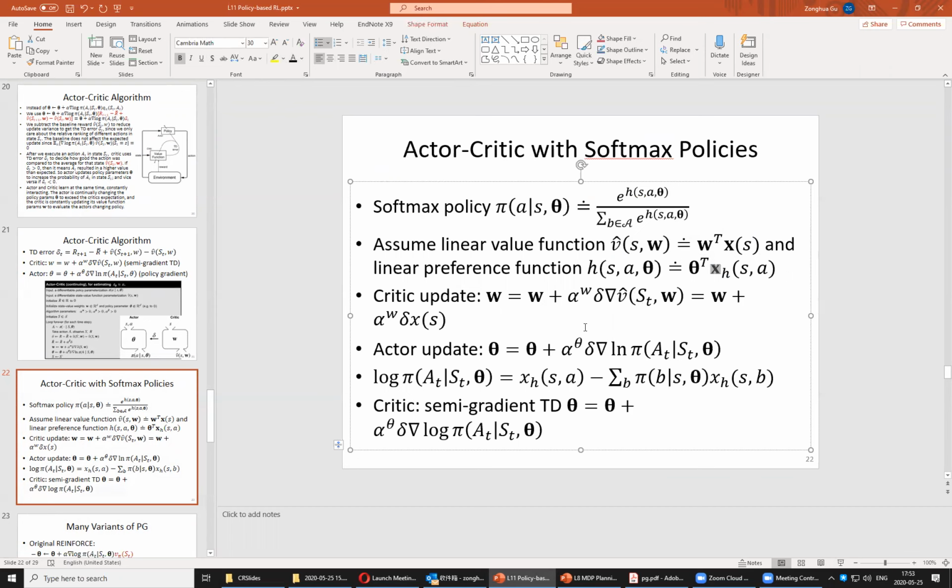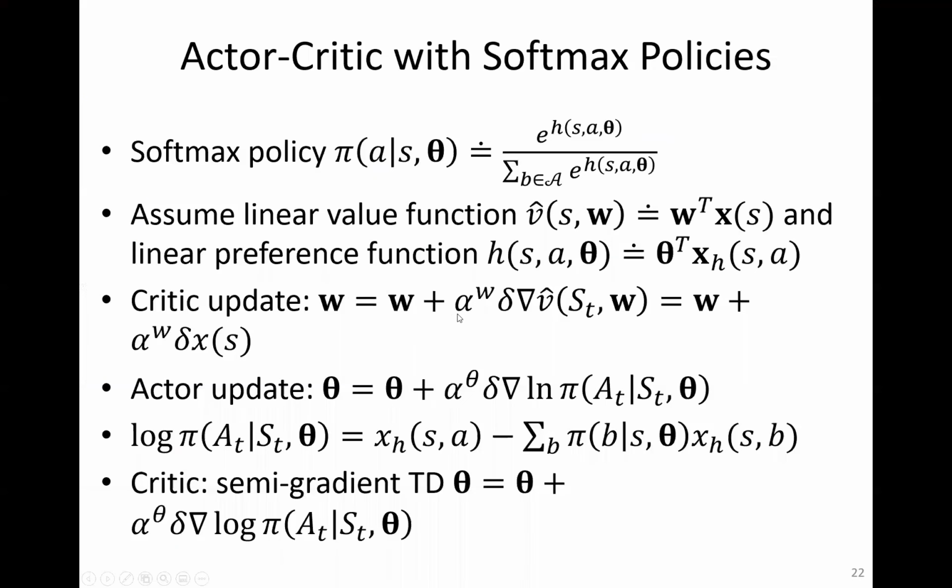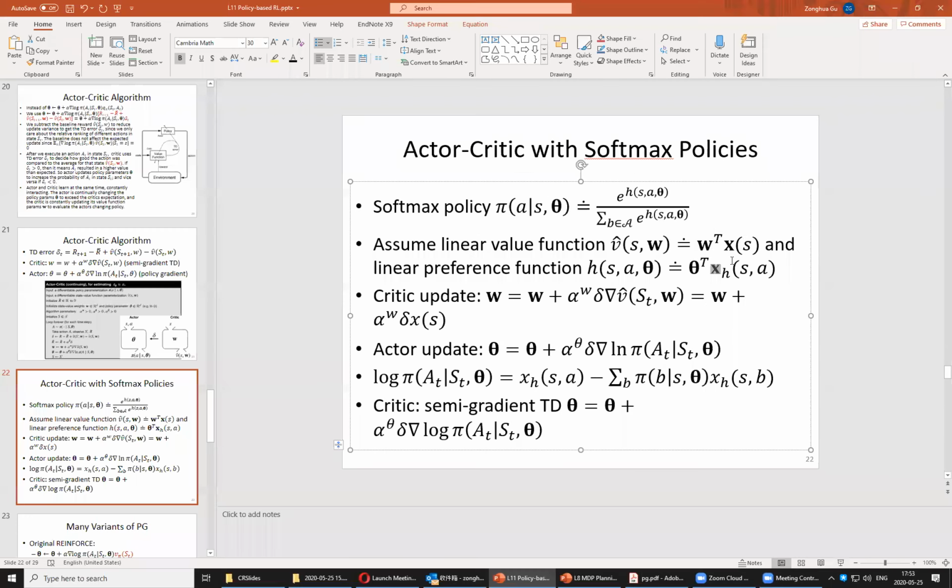So the critic update is this formula we saw before. When you substitute the linear function here, it is simply multiplying by the state vector. And the actor updates with this equation here. This gradient is a little bit messy to compute.